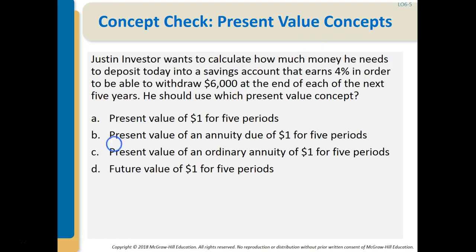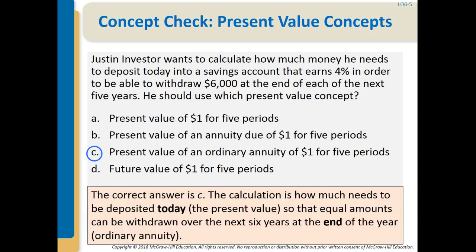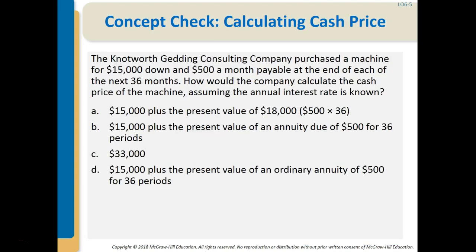We're trying to calculate the present value of an ordinary annuity of $1 for 5 periods. He's going to want to be able to withdraw that at the end of each of the next 5 years. So we know it's an ordinary annuity. The calculation we need is how much he needs to deposit today so he can receive that much at the end of each year over the next periods.